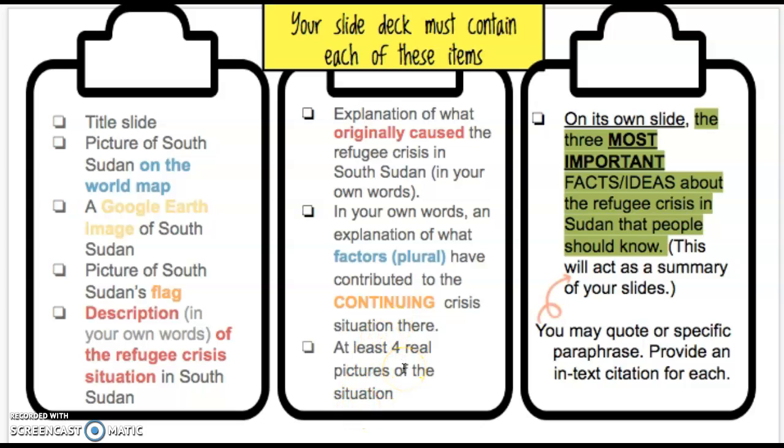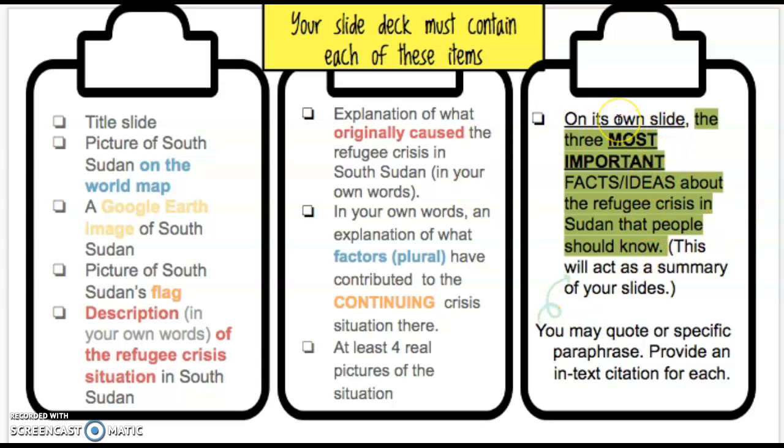So you need to find, probably through Google search, at least 4 real pictures of the situation. This is like our evidence, right? You have to pick the best possible pictures to convey what you think is happening there. So don't just Google image it and put the first 4 on there. Based on your research and what's going on, you need to find some pictures that really strongly convey and show what's going on. Here's the only part where you might be quoting word for word from research.